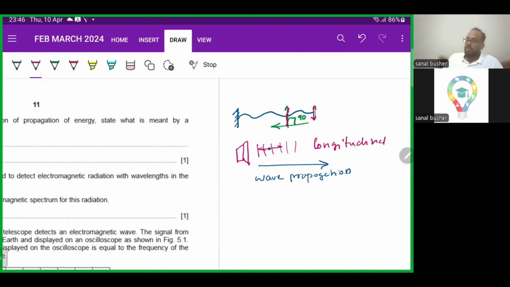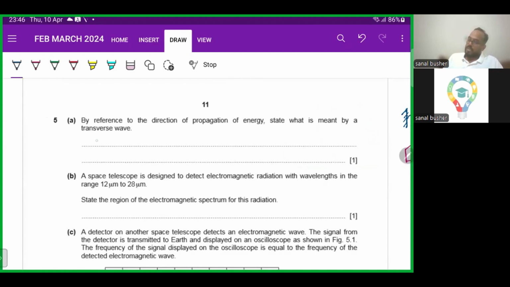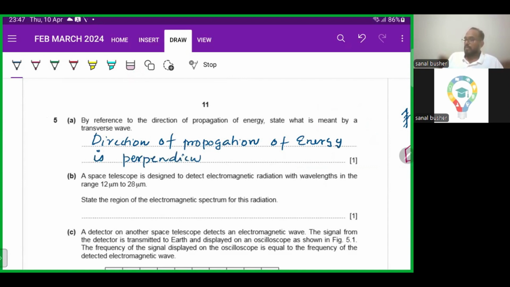In this case, the direction of oscillation and the direction of propagation of the wave, or energy, are perpendicular to each other. Then the wave is said to be transverse. So in this question, you can write: direction of propagation of energy is perpendicular to the oscillation of particle. Oscillation of particle.